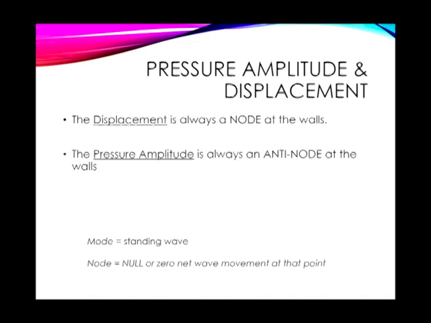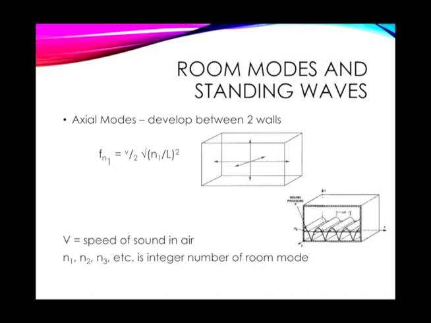Now, there are several different types of room modes in standing waves, and the first of which that we'll talk about is called an axial mode. An axial mode develops between two walls, any two walls, doesn't matter. But we'll say when it develops between the north wall and the south wall, that is one axial mode. When it develops between the east wall and the west wall, that's another axial mode. And when it develops between the ceiling and the floor, that's a different axial mode. So there are 3 axial modes for each room, okay?